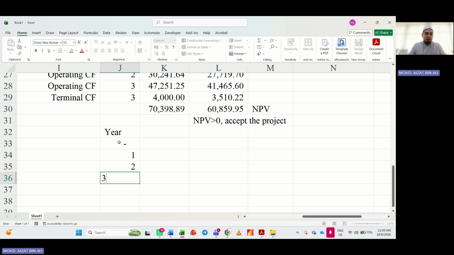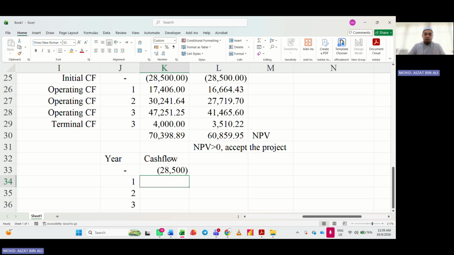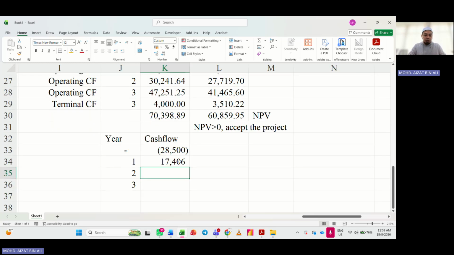And then we have year one, year two, year three, right? Okay, cash flow. For the cash flow, year zero, we spend 28,500 ringgit for the initial cash flow. Year one, we get this much from our operating cash flow. Year two also has some. And then year three, let's add this together with our terminal cash flow.